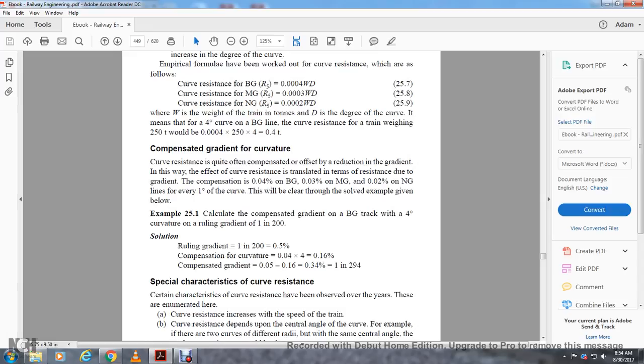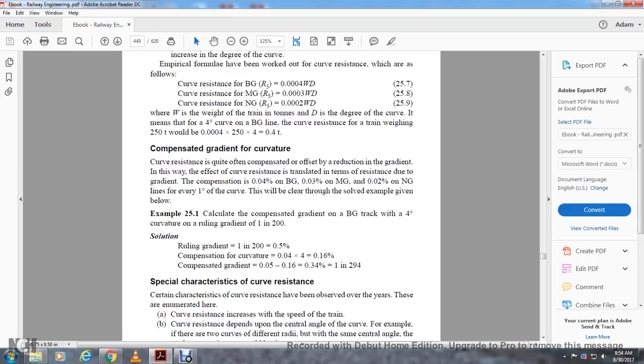Compensated gradient on curves. Curve resistance can be compensated by a reduction in the gradient, in which the effect of the curve resistance is translated in terms of the resistance due to the gradient. The compensation is 0.04 percent for broad gauge, 0.03 percent for meter gauge, and 0.02 percent for narrow gauge for every one degree of the curve. This will be clear through the solved examples below.